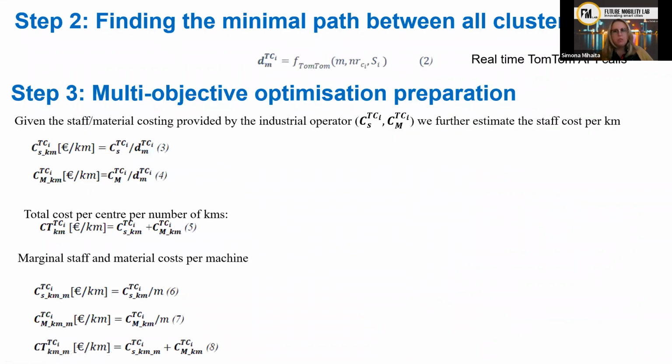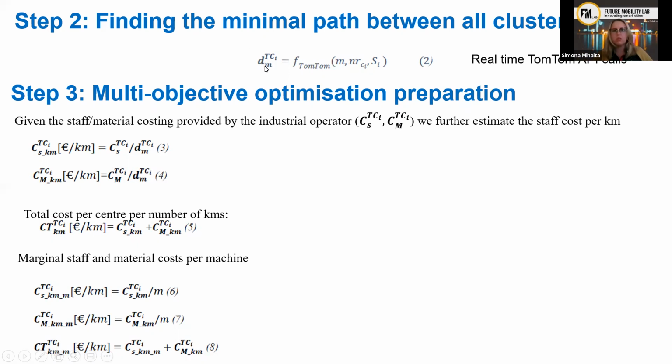Once we have done that, now that we have the clusters, and this was actually one of the main steps we took forward, is trying to find the minimal distance between the clusters. So what does that mean? Assuming you have a specific number of clusters that need to be mowed, you want to know in which order you're going to do that. So we actually use some real-time TomTom API calls that just look at the positioning of those clusters, and then it just finds the shortest path.